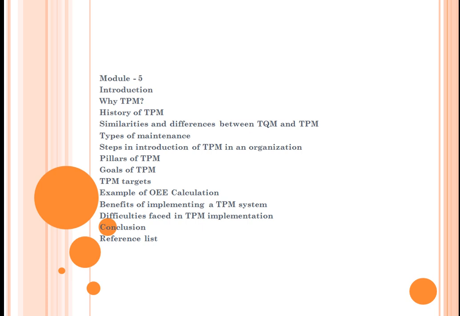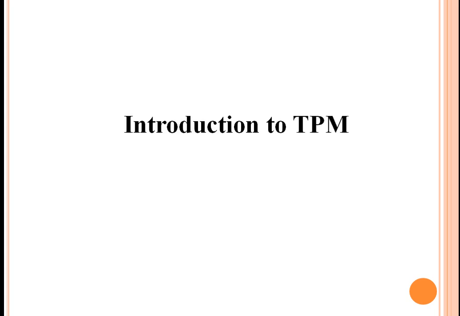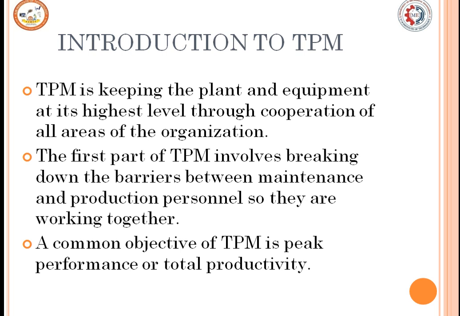So here we'll be coming with the first part, that is what is TPM. It is the total production management. So in the TPM, first we'll discuss the introduction to TPM. TPM is keeping the plant and equipment at its highest level through cooperation with all the areas of the organization. First part of TPM involves breaking down the barriers between the maintenance and the production personnel, so they are working together. Common objective of TPM is peak performance or total productivity.